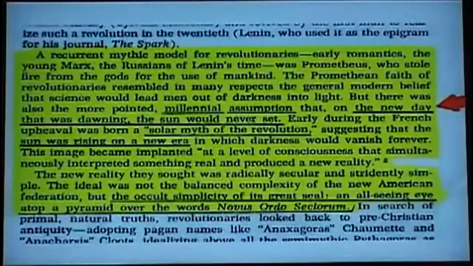Early during the French Revolution was born something referred to as, quote, the solar myth of the revolution, suggesting that the sun was rising on a new era in which darkness would vanish forever. This image became implanted at a level of consciousness that simultaneously interpreted something real and produced a new reality. The new reality that they, the secret society, sought was radically secular and stringently simple. The idea was not the balanced complexity of the new American Federation, but the occult simplicity of its great seal, an all-seeing eye atop the pyramid over the words Novus Ordo Seclorum."